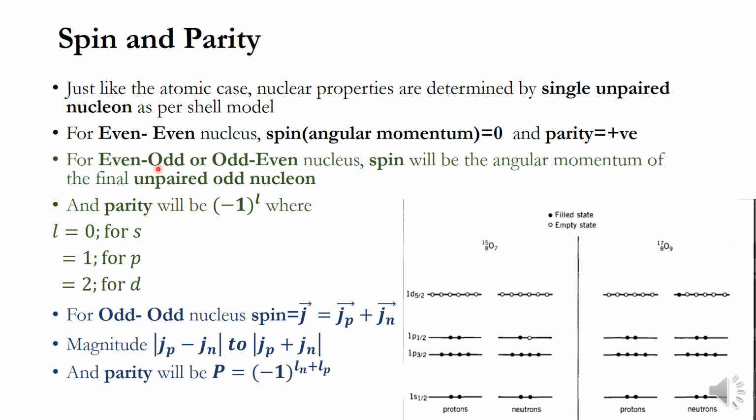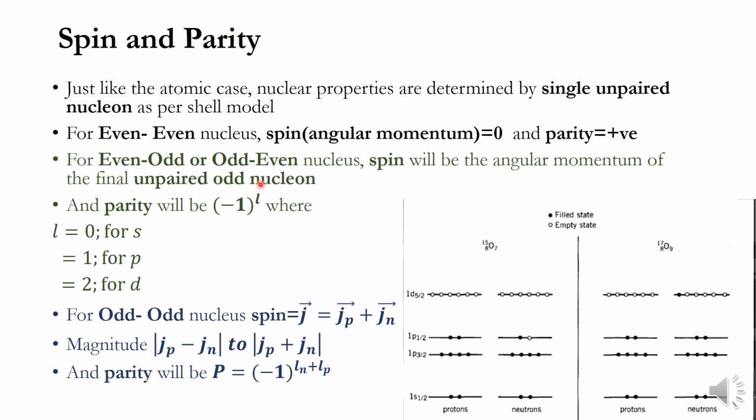For even-odd or odd-even nuclei, even-odd means an even number of protons and an odd number of neutrons. Odd-even means an odd number of protons and an even number of neutrons. In both cases, the spin will be the angular momentum of the finally filled unpaired odd nucleon, the last odd nucleon itself.